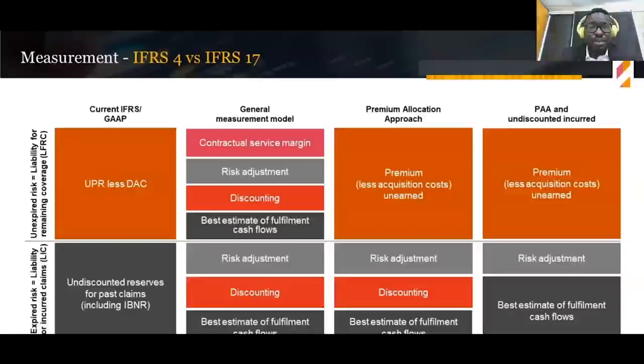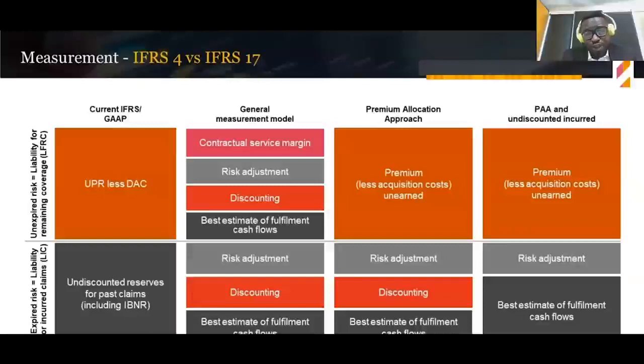Now, when we consider the premium allocation approach, which a lot of people consider as being very simple to adopt, with a simplified approach, people consider it to be very simple. It's also very similar because on the liabilities for remaining coverage, we look at the premium less acquisition cost, which is basically what we do under the current GAAP. However, there's a new part where we have the liability for incurred claims.